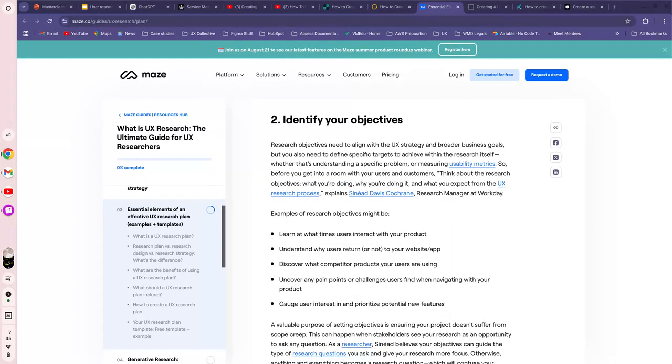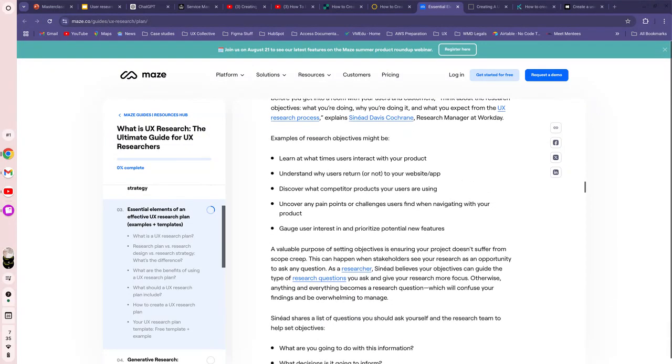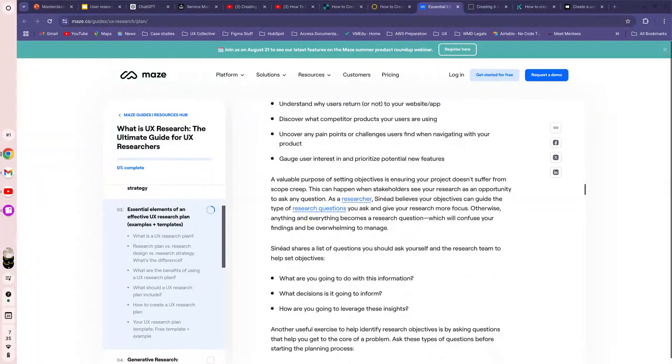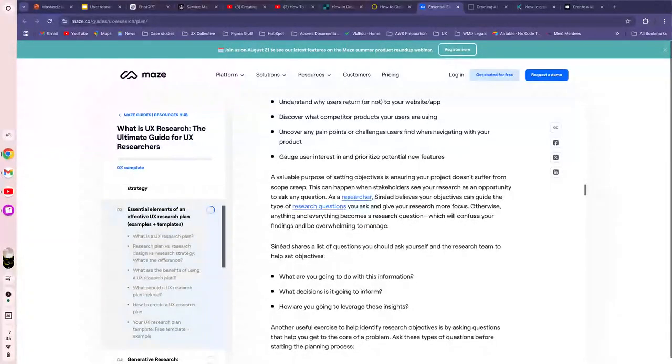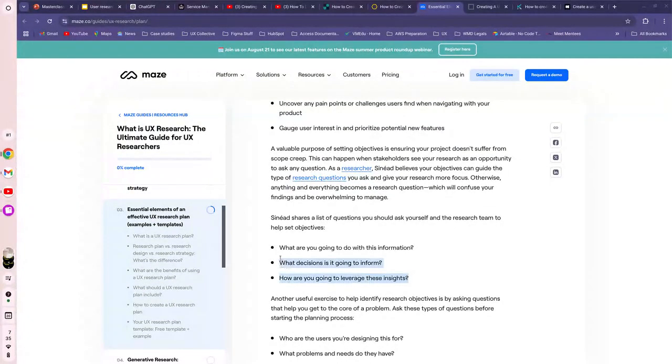You can also do some sort of competitive analysis of products or services and say, what are they doing? What are they using that we are not, or we should be using? And then you want to uncover any pain points or challenges users find when using our product. You want to gauge their interest in our product, and then come up with a wish list or priority list of the things you want to do. So when you are setting objectives, these are some example questions you can ask. What are we going to do with this information? What decisions is it going to inform? How are we going to leverage the insights that we get from this?